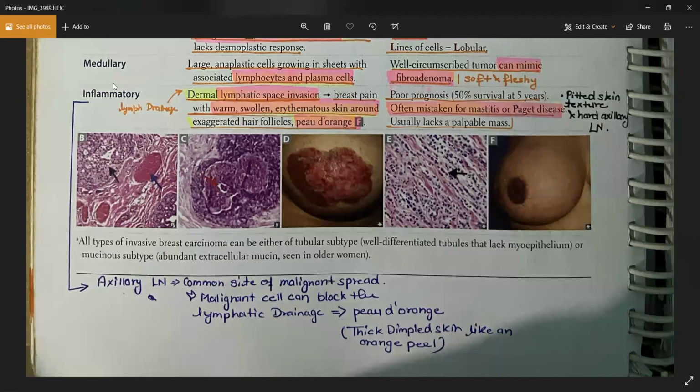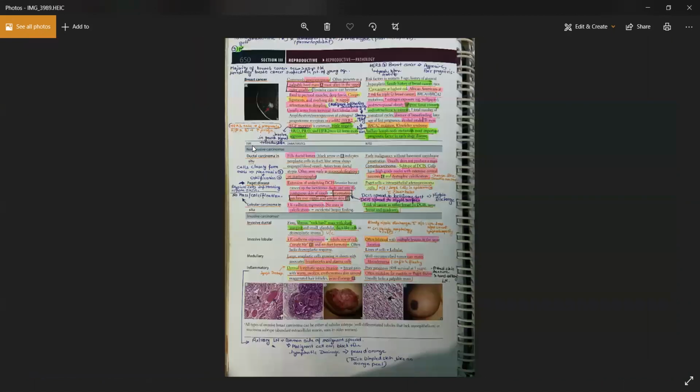Any doubt? No, thank you. Okay. So that's about the breast cancer.